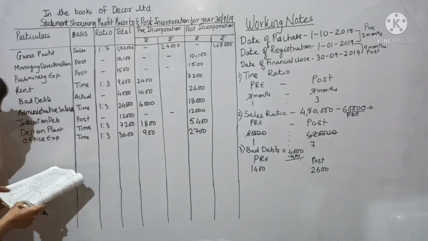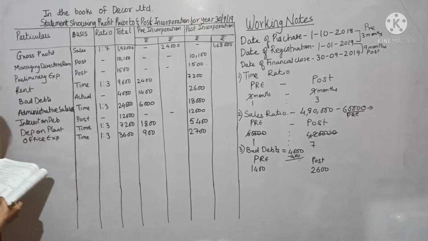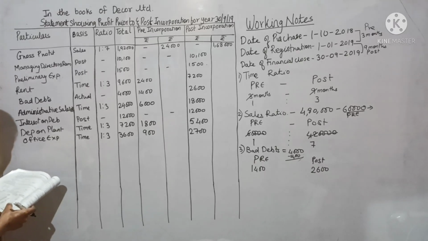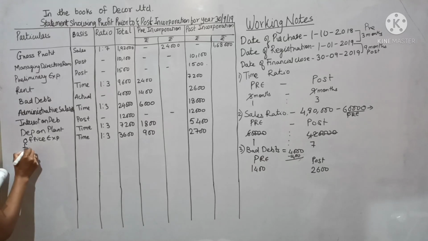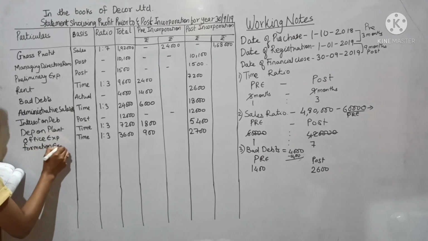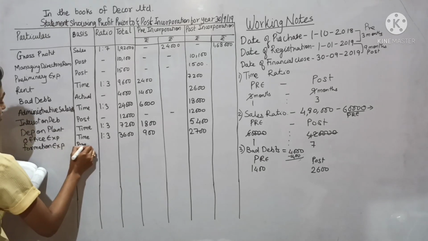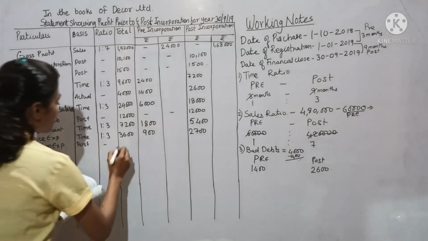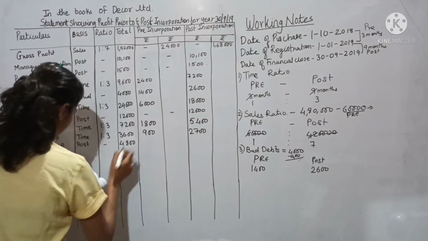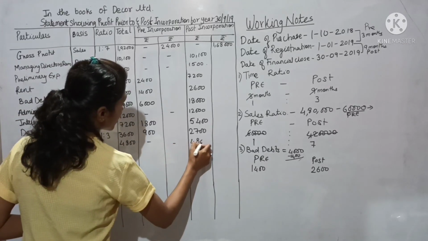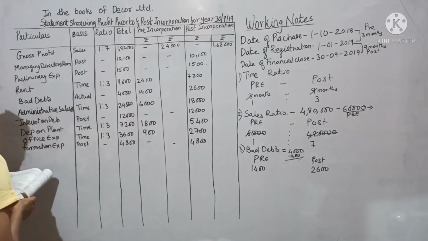After office expenses we have formation expenses, and formation expenses we have to distribute on the basis of post-incorporation. Formation expenses post, total of formation expenses is 4,800. So write down directly in post-incorporation.